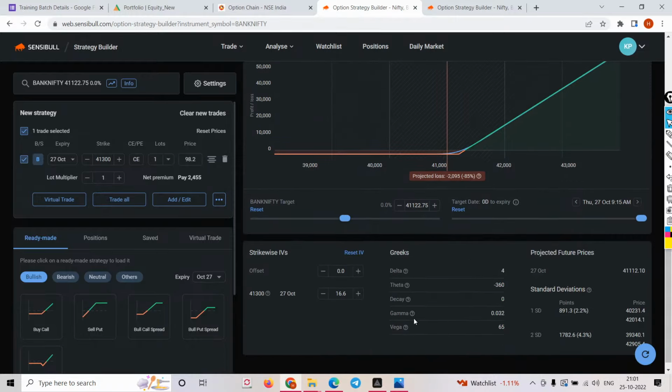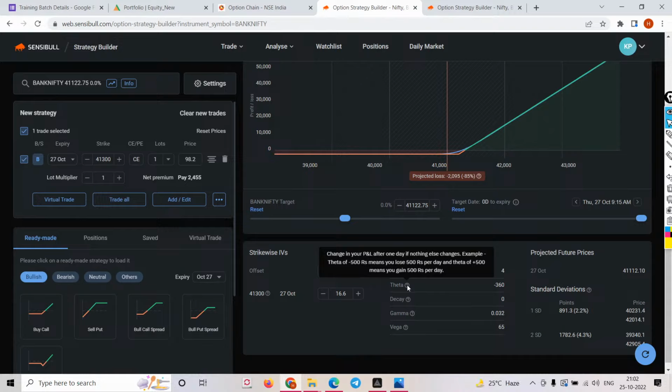Let me show you the definition of theta. I'm just hovering here over theta. It is the change in your profit and loss after one day if nothing else changes. For example, theta of minus 500 rupees means you will lose 500 rupees per day, and theta of plus 500 means you will gain. So the plus is for the option seller, and the minus is for the option buyer.